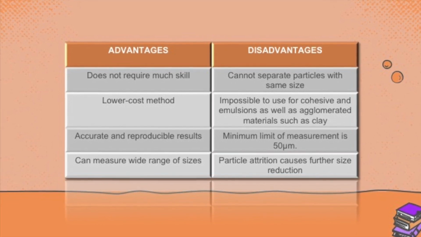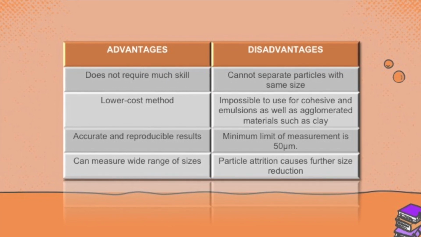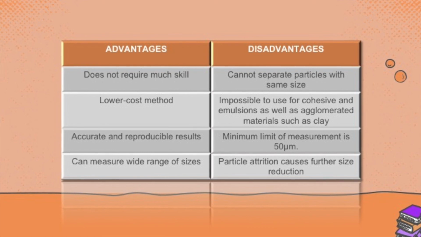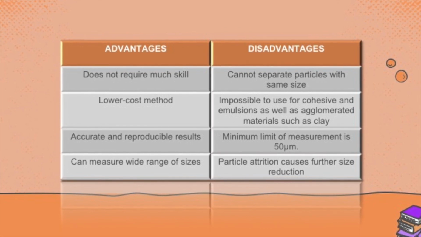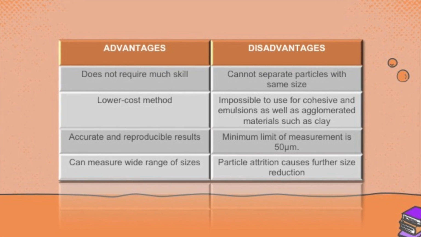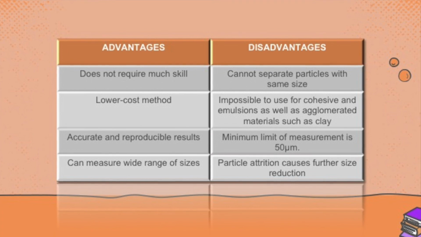Then, on the other hand, let's try to go over its disadvantages. Now, sieving cannot separate particles with the same size. Of course, this is very clear, and one good example is when a mixture of starch and flour is sieved, it cannot be separated. Well, it just passes through the mesh hole, so it's pointless.